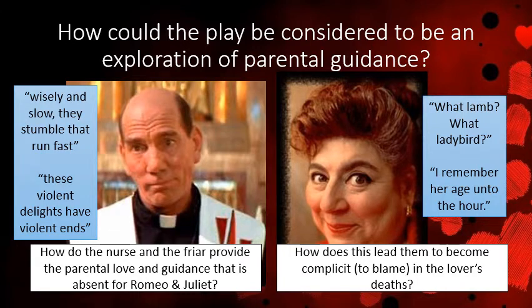The nurse, on the other hand, uses lots of very maternal language, and it's almost like she's a stand-in mother for the cold and absent mother that Juliet has. She calls her a lamb, she calls her a ladybird. She uses that innocent and delicate, beautiful imagery to describe her. She also says she can remember her age and to the hour, so we know that she's been there all the way through Juliet's nurturing. So Juliet trusts her judgment, and equally looks to her for approval and support. So we could argue that the friar and the nurse become complicit in the deaths.